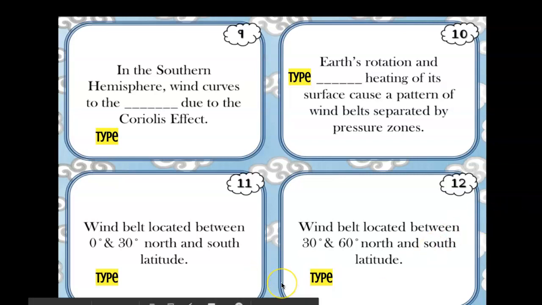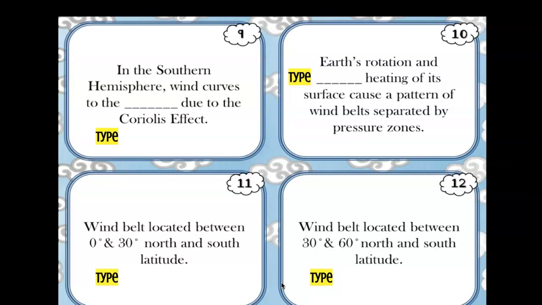Number 11, this is the wind belt located between 0 and 30 degrees north and south. This is also the wind belt that we talk about where the sailors used it when they were importing and exporting goods to different areas. This is the wind belt that helped them move their ships. So from the 0 to 30 degree mark, number 11 is the trade winds.